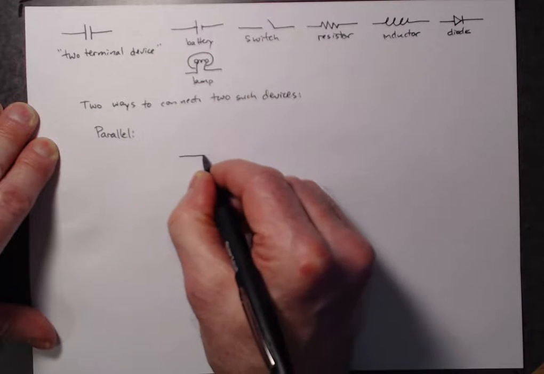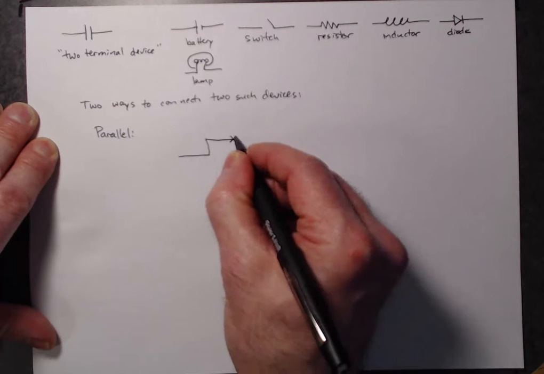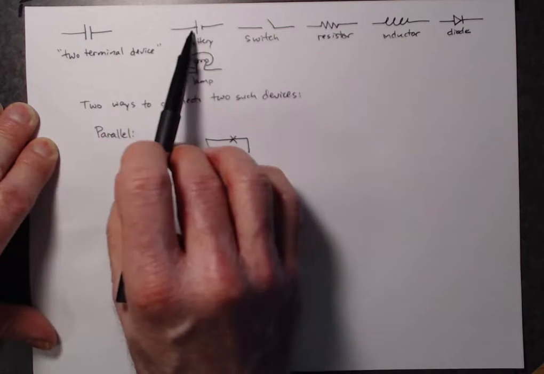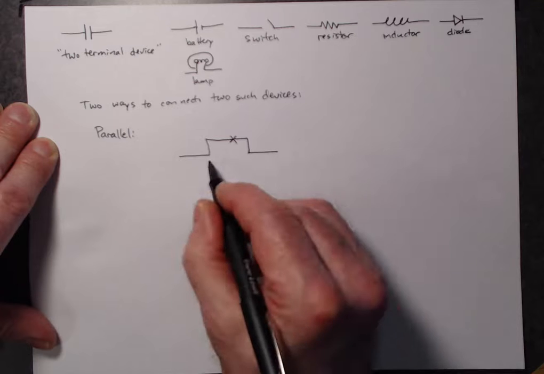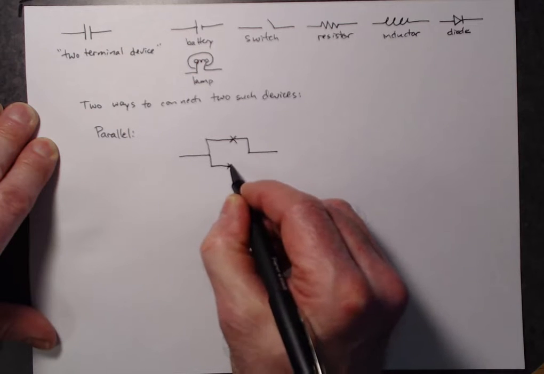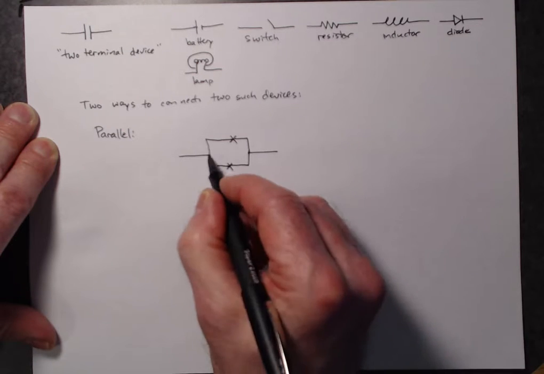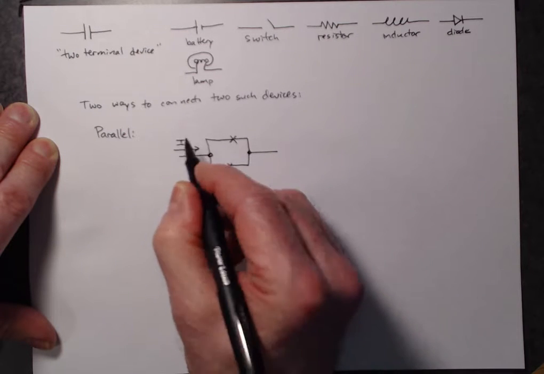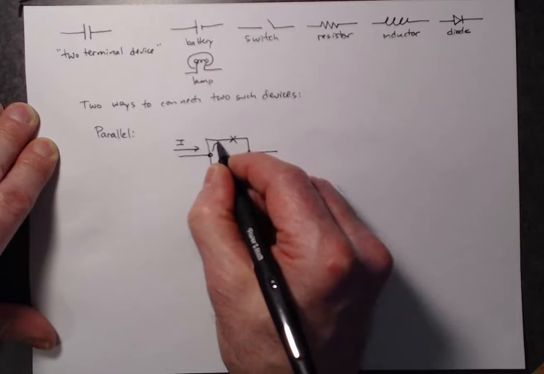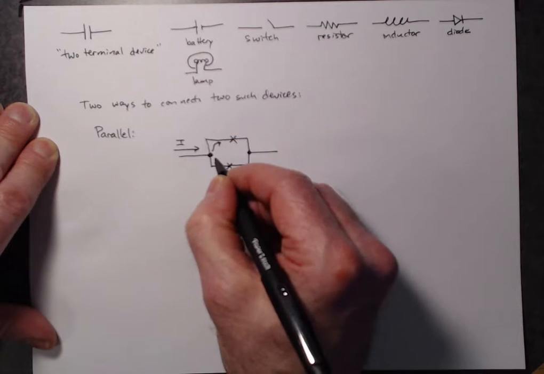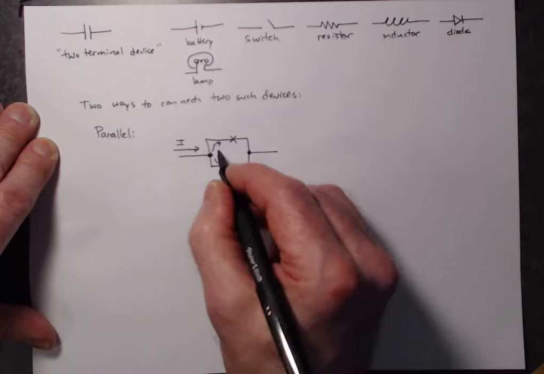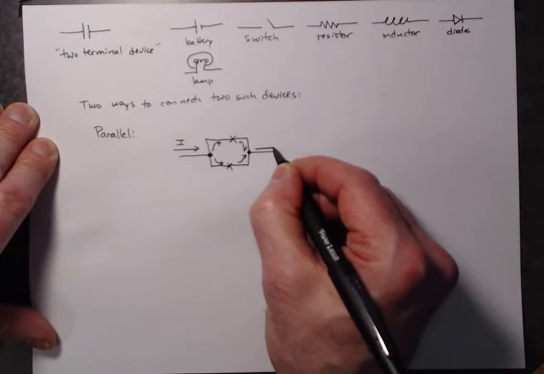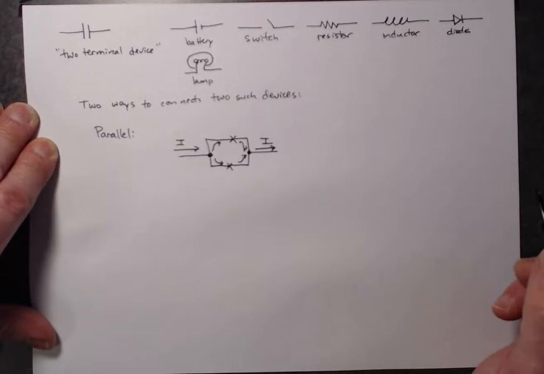So that connection is like this. I'm going to use an X to symbolize any one of these. So the X could be a capacitor or a battery or any of the other ones. If they're connected in parallel, it's like this. Electrical current flows in on this wire. It divides up, not necessarily evenly, but it divides up. Some flows through this top arm, some flows through the bottom arm. It recombines here, and the same current flows out here.